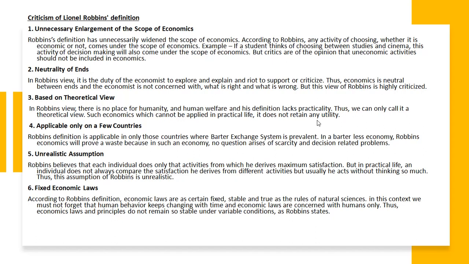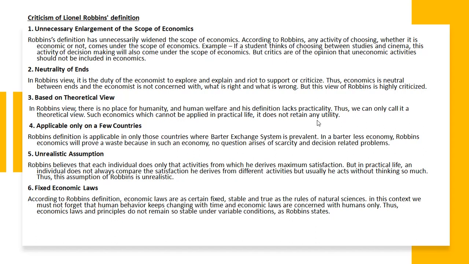But Robbins is also talking about maximum satisfaction, but he is talking about it in the sense of wealth or money. But in real life, these musicians and sportsmen do not accumulate wealth, they do not create wealth, but for their personal satisfaction, for the psychological satisfaction, for the mental satisfaction, they are actually indulged in these activities.